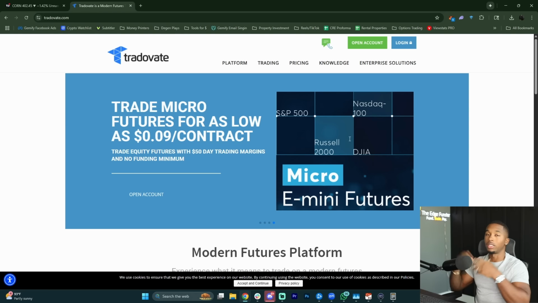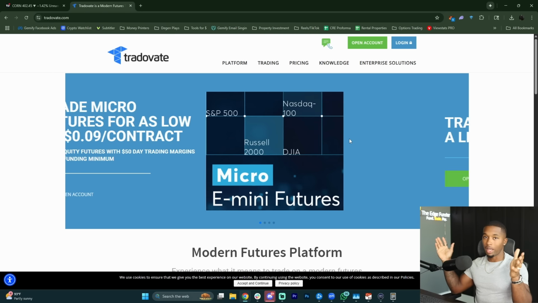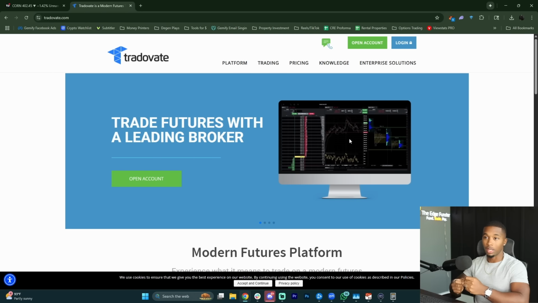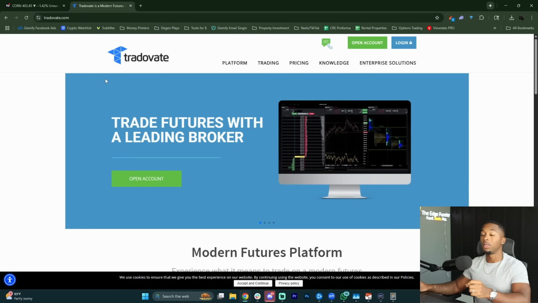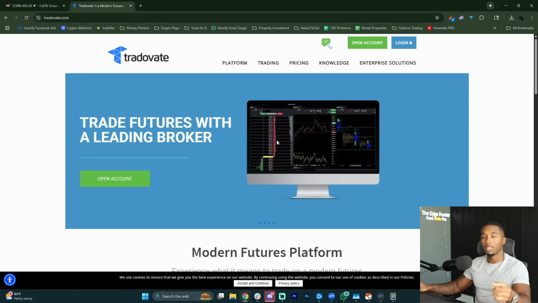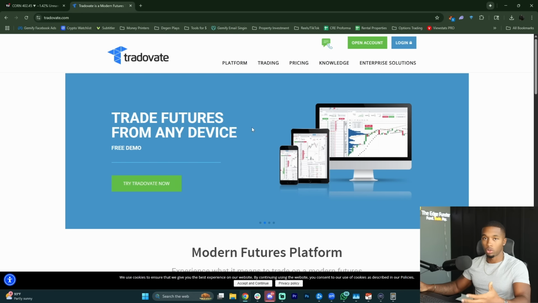You don't need any fancy computer. You don't need 100 million apps. You just need those two things. TradingView, which we'll go over in a little bit, and Tradovate, which is simply a broker where you'll sign up, create your account, and you're actually able to enter your trades on there.